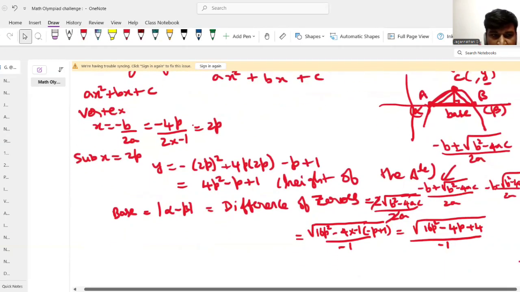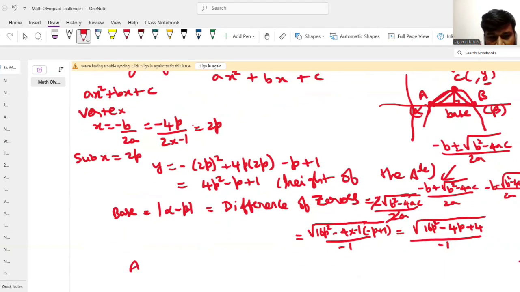Finally, putting all this information into the area of my triangle: the area comes to be half into base into height, half into root of. I can take 4 common from this as well. I'll be using a mod sign over this, right? This cannot go negative, because the area of a triangle has to be positive. The mod square root will give you only positive results, and minus 1 will have to turn out to be plus 1.